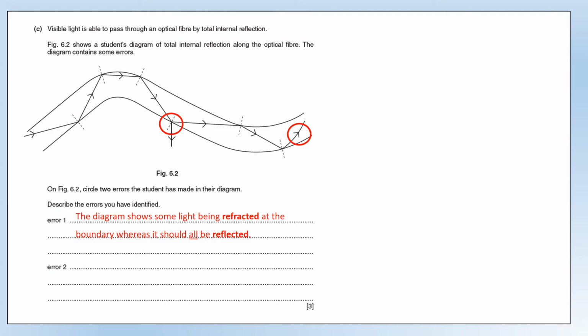And the other problem is right at the end, you can see the light ray bending. So light ray cannot bend unless it's changing from one medium into another. So in an optical fiber, it's in glass the whole time, therefore it can only travel in straight lines because it's not crossing any boundaries.